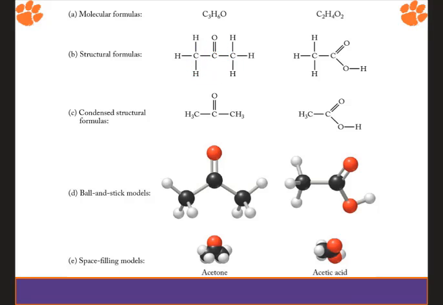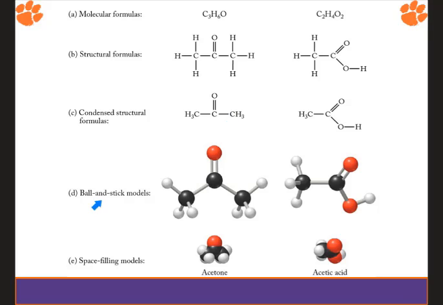Then we move on to our condensed structural formula, which is similar to the structural formula. But we see here where we've got this carbon bonded to 3 H's, instead of drawing all of those out, it just throws them in one line. So we have H3C, meaning that this carbon is bonded to 3 H's. And then we show the bond to the other carbon. Same on this side.